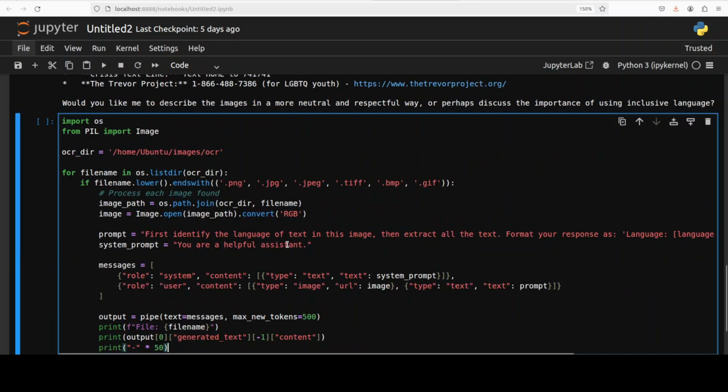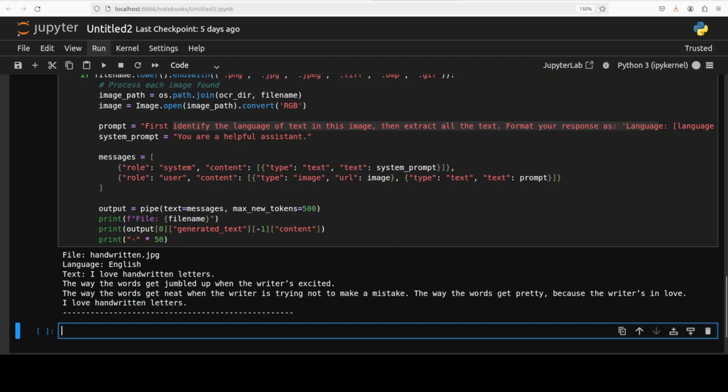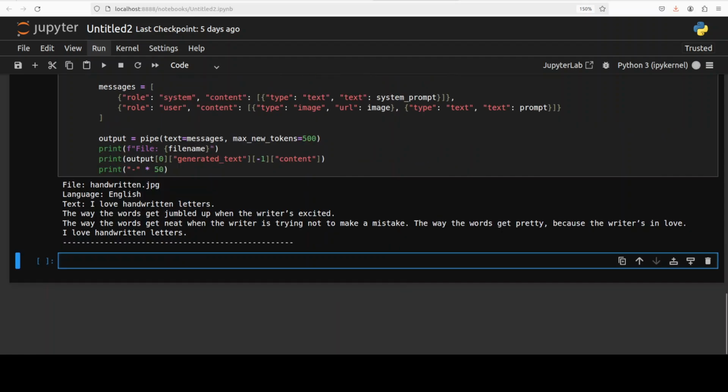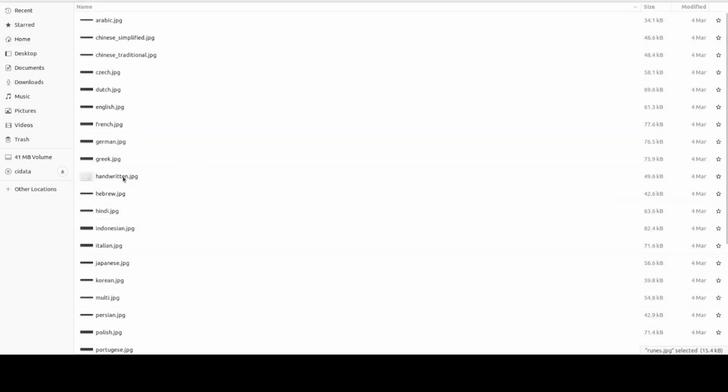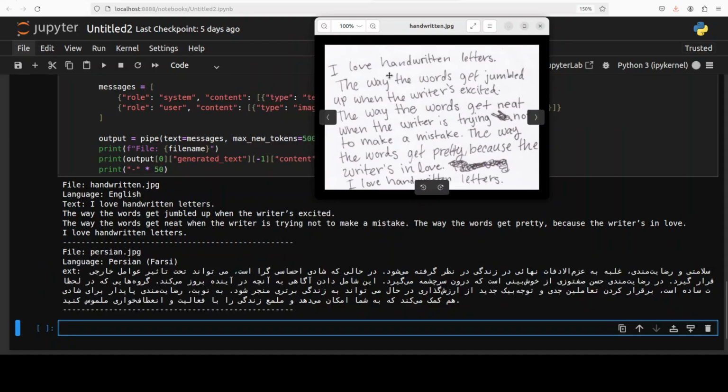What this code is doing is iterating through this directory. It is doing the OCR with the help of this model that first identifies the language of text in this image and then extracts all text, and then it is printing the response out. So let's run it. And there you go. Not only does it do the OCR of the languages, I also have included a handwritten one, which I'm going to quickly show you. See, this was a handwritten one where it has identified the language as English.